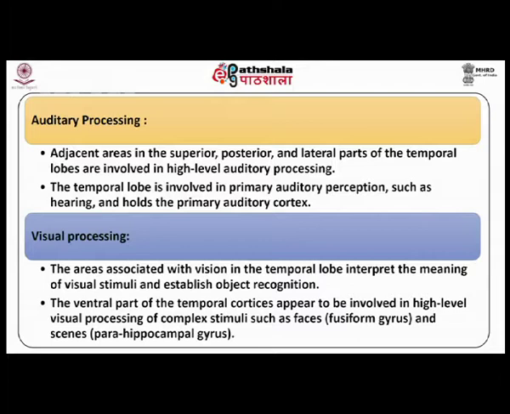The primary auditory cortex receives sensory information from the middle ear and secondary areas process the information into meaningful units such as speech and words. Visual processing: the areas associated with vision in the temporal lobe interpret the meaning of visual stimuli and establish object recognition. The ventral part of the temporal cortices appears to be involved in high-level visual processing of complex stimuli such as faces and scenes. Anterior parts of this ventral stream for visual processing are involved in object perception and recognition.